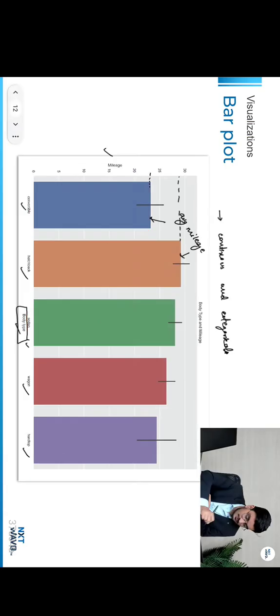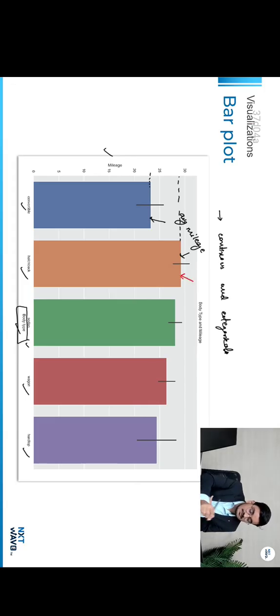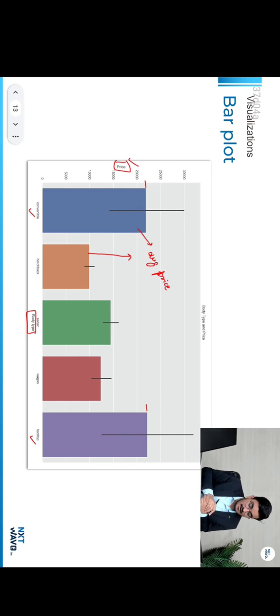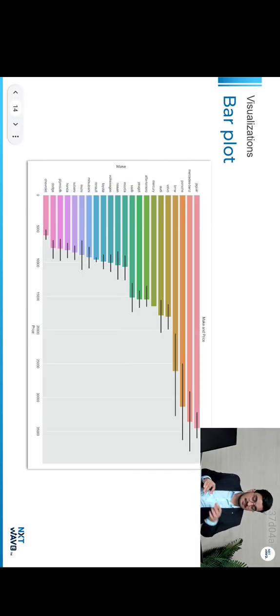So combining these two graphs, what kind of information can we derive? We can say that hatchback has the highest average mileage, and also they are cheaper than any other body type. Now let's look at one more bar graph. This represents a horizontal bar graph.